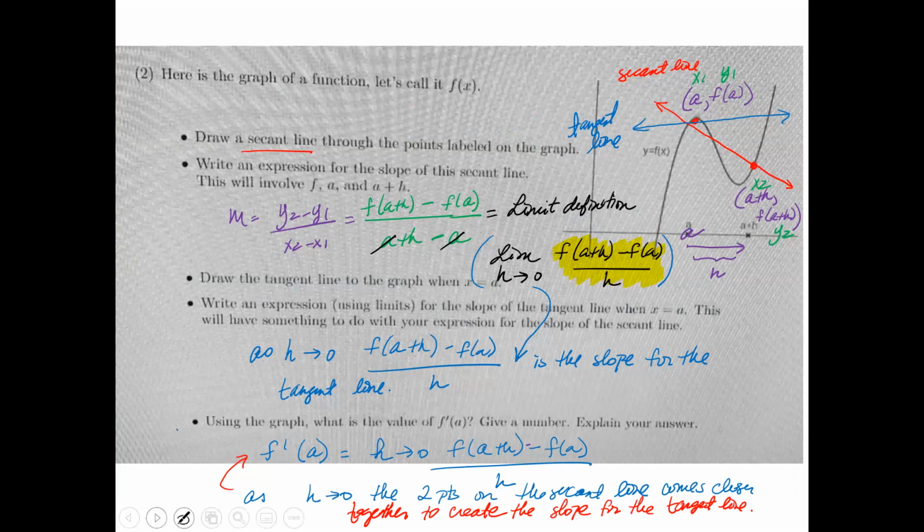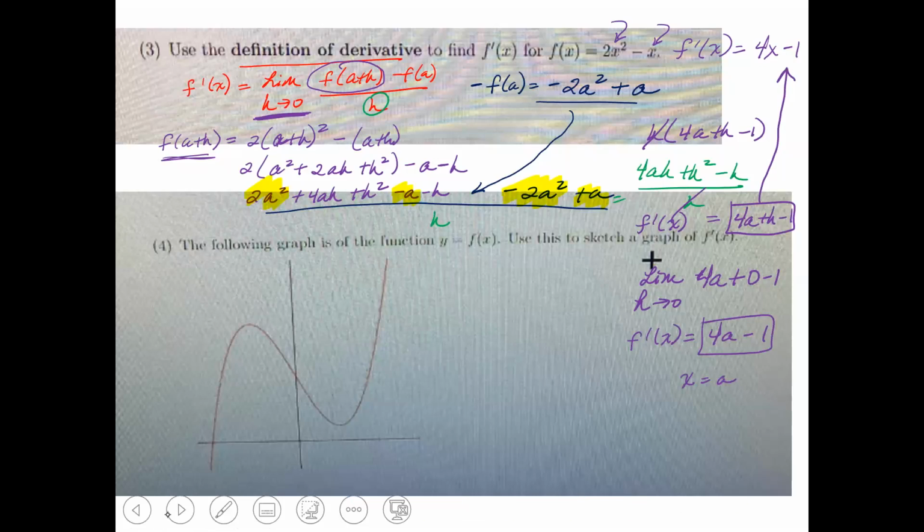x equals a. And in some textbooks, instead of f of a plus h, they'll do f of x plus h minus f of x over h. And that works as well. It just depends on which textbook you have. But this right here will be your answer.